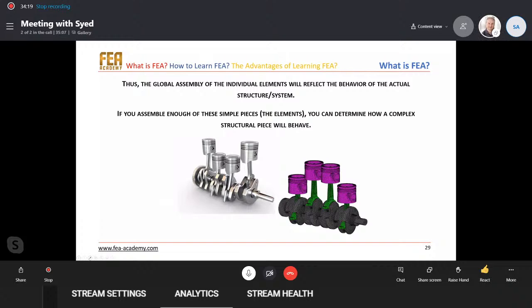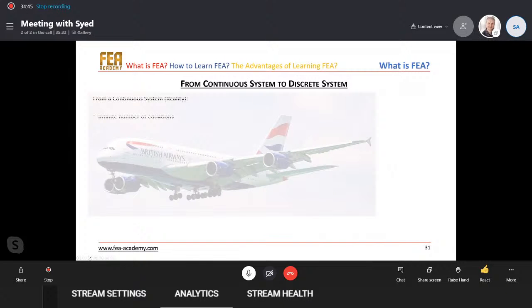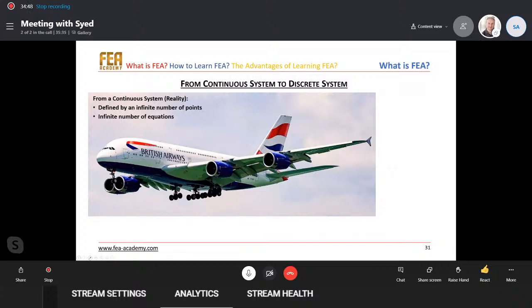So it means that a good discretization, a good meshing, is a question of balance. The more elements you use to represent your structure, the more precise and realistic the response you will get. But be careful, because nothing is free. The more elements you use to represent your structure, the greater the calculation time to solve it. So the key term is discretization.